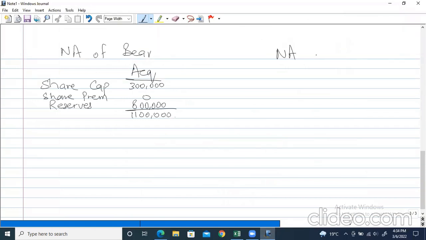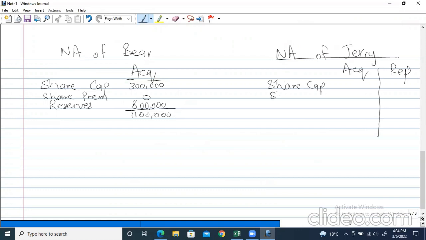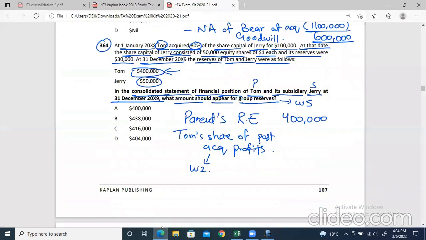So again, net assets of Jerry. This is the subsidiary, right? Net assets of Jerry. This is the acquisition date. This is the reporting date. Two columns we make. Now this is share capital, then share premium, and lastly we have reserves. So again, reserves is a short form of retained earnings and revaluation reserve.